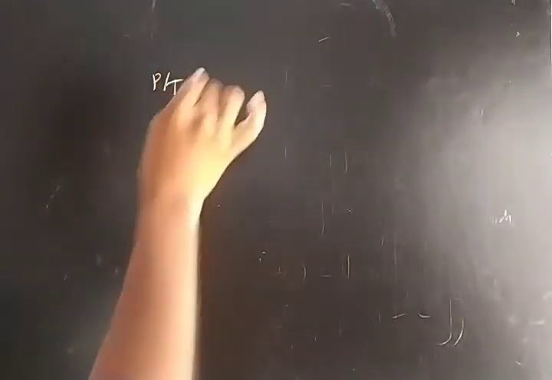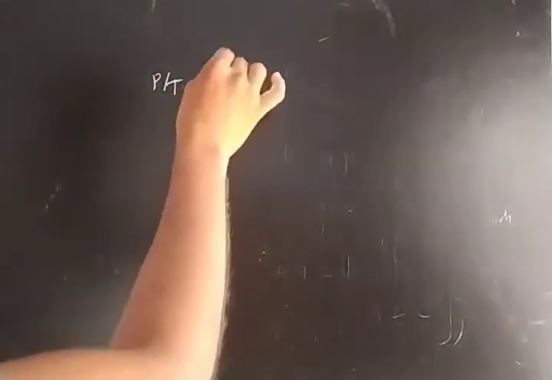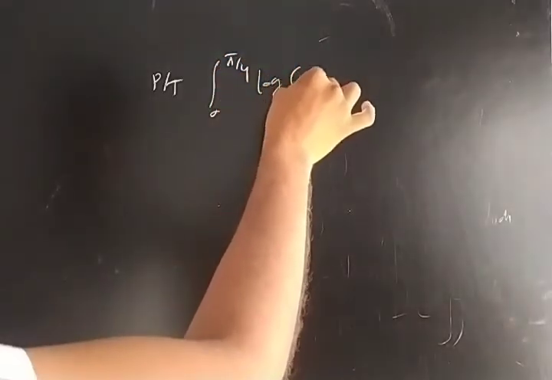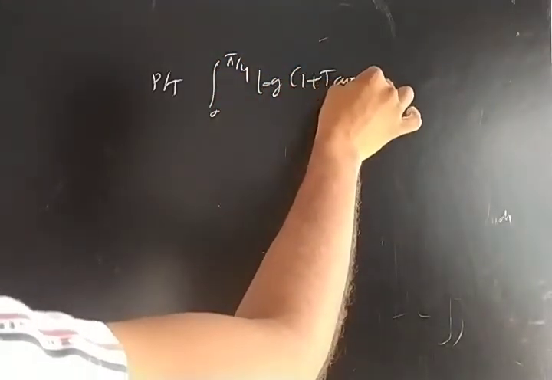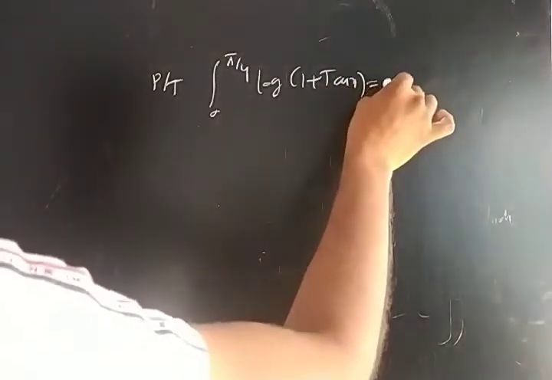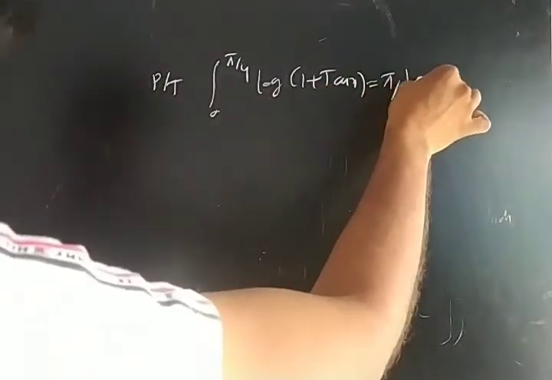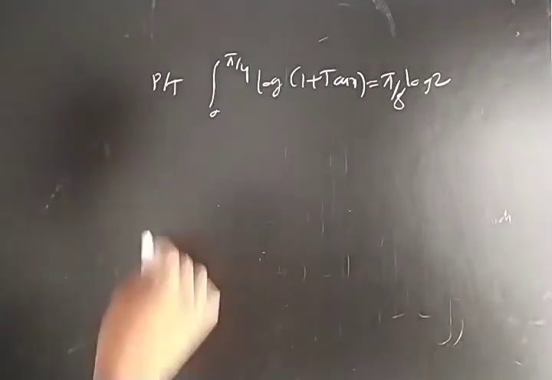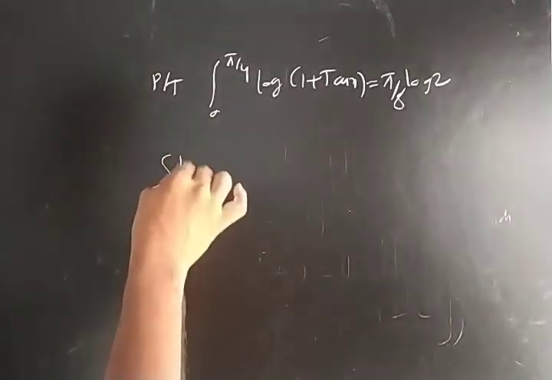Prove that the integral from 0 to pi by 4 of log of 1 plus tan x is equal to pi by 8 log 2. Pi by 8 log 2. Right. So, solution here.